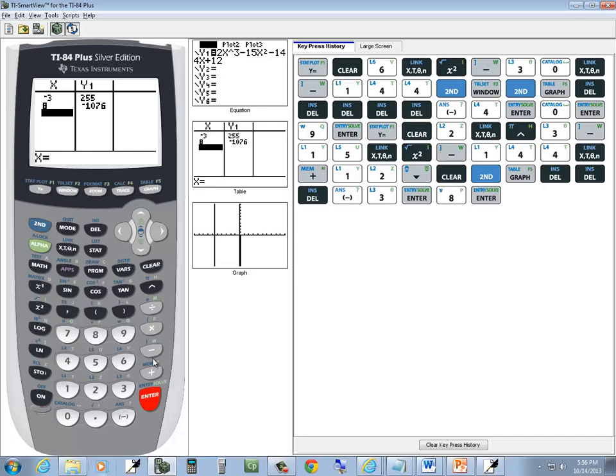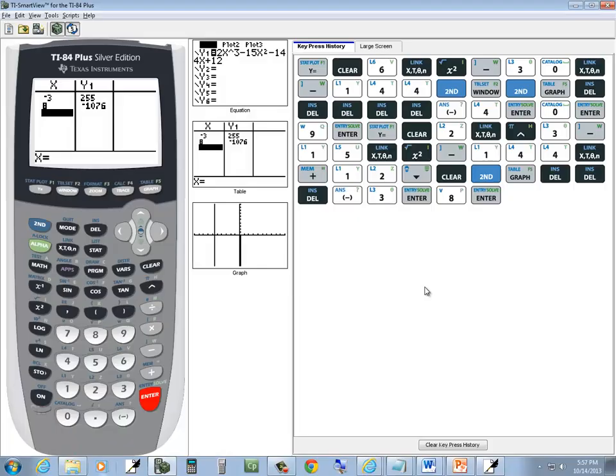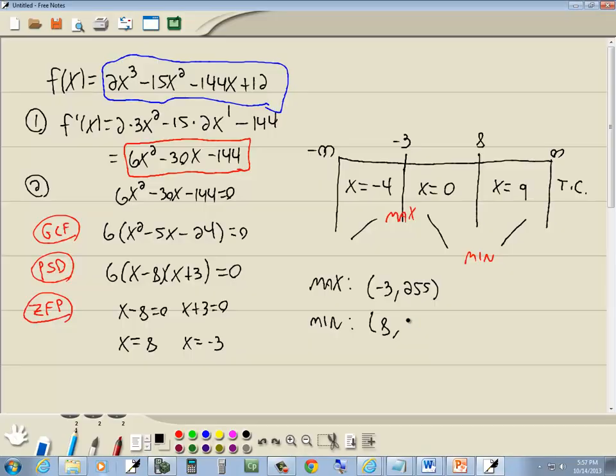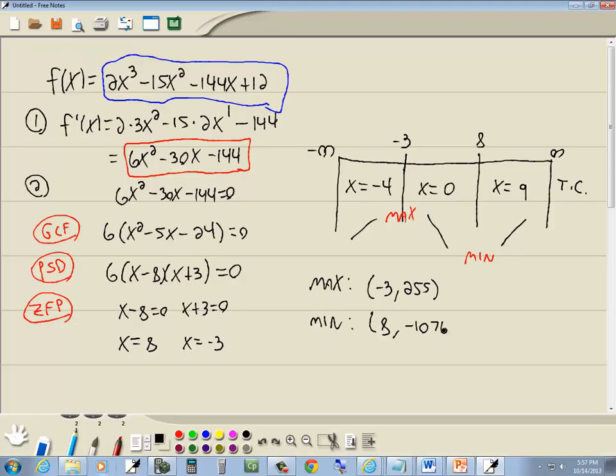Now negative 3 gave us 255, so it's negative 3, 255. And 8 gave us negative 1076. And those would be our answers.